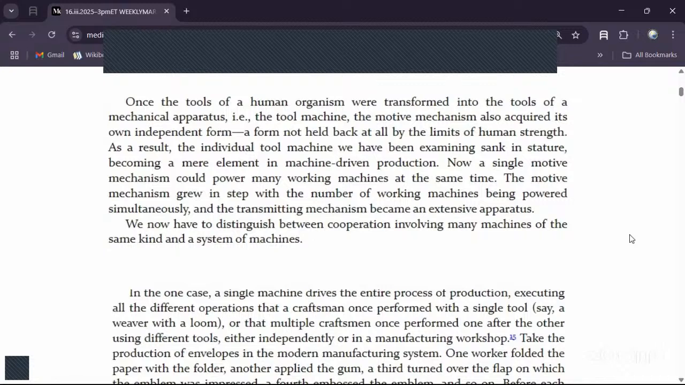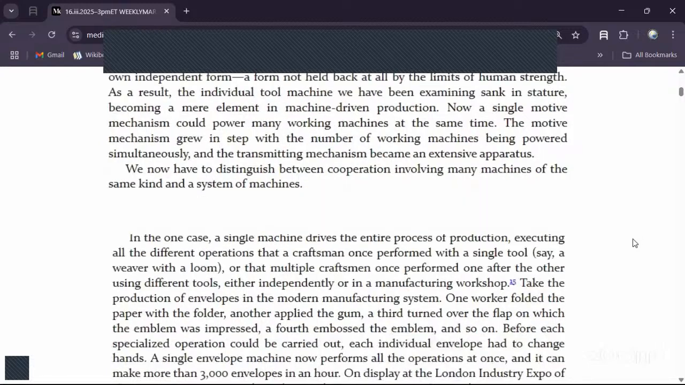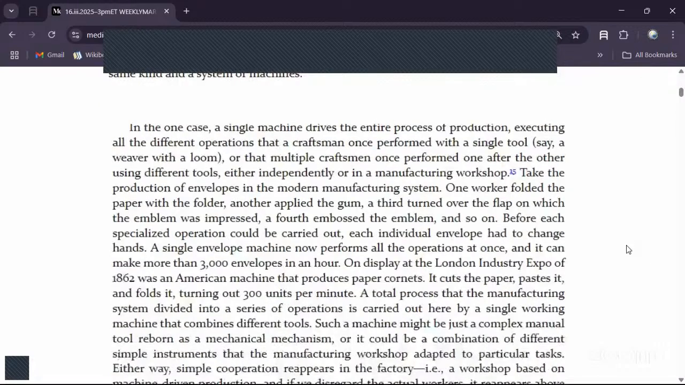The motive machine grew in step with the number of working machines being powered simultaneously, and the transmitting mechanism became an extensive apparatus. Now we have to distinguish between cooperation involving many machines of the same kind and a system of machines, which is kind of extrapolating from the prior chapter on cooperation. In the one case, a single machine drives the entire process of production, executing all the different operations that a craftsman once performed with a single tool, say a weaver with a loom, or that multiple craftsmen all once performed one after the other using different tools, either independently or in a manufacturing workshop.